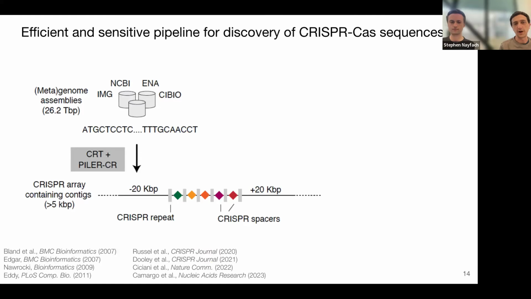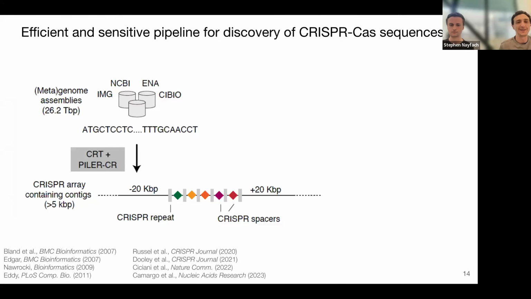So towards curating a comprehensive database of these CRISPR-Cas systems, we turned to genome and metagenome mining. We started with 4 publicly available repositories of assembled DNA sequences. That includes JGI's IMG database, NCBI, ENA, and then a very large database of assembled metagenomes from the human microbiome. Altogether, this collection of data comprised over 26 terabases of nucleotide sequence. But to really efficiently mine this vast corpus of data, we implemented a few heuristics.